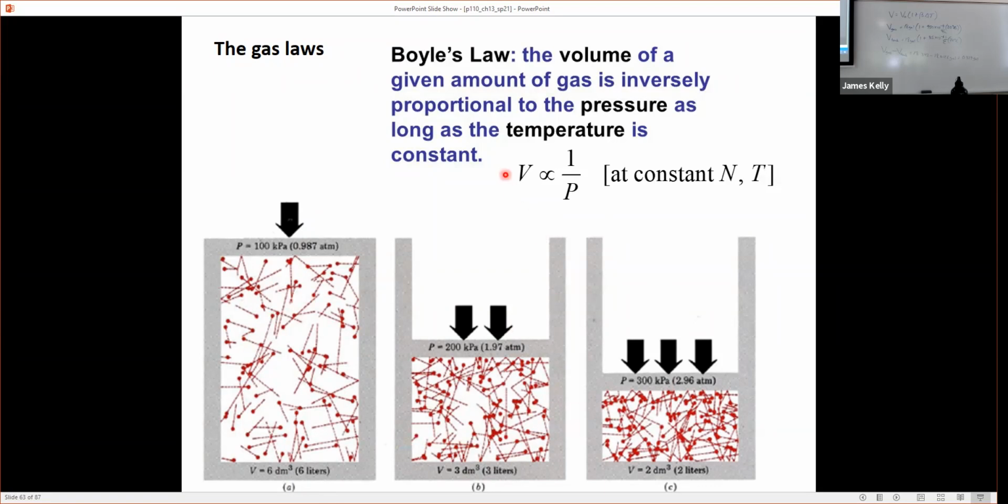So what that's saying is, as you double the volume, you're going to halve the pressure, and that's the same as this relationship.